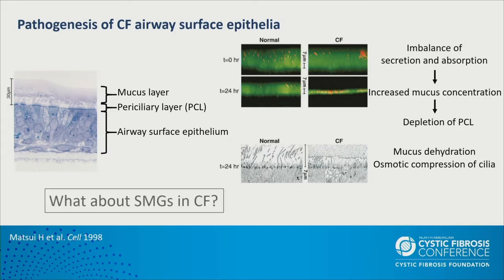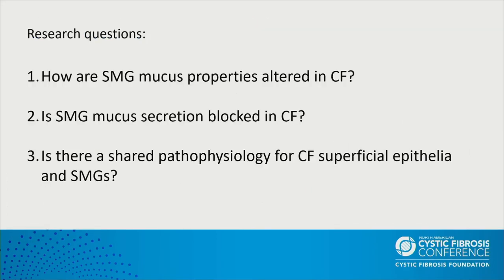Then the question is, what about glands in CF? In this context, we have these three questions. How are gland mucus properties altered in CF? Is gland mucus secretion blocked in CF? And is there a shared pathophysiology for CF surface epithelia and submucosal glands?